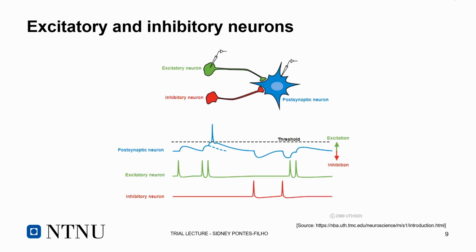So as I explained before, we have excitatory and inhibitory neurons. How do they work and how do they affect the postsynaptic neuron? Excitatory neurons are represented by green color, inhibitory neurons with red color, and the postsynaptic neuron with blue. We can see that the excitatory neuron fires first, as you can see on the horizontal axis of the excitatory neuron. It creates a bump, activating the postsynaptic neuron a bit, but does not produce a spike.